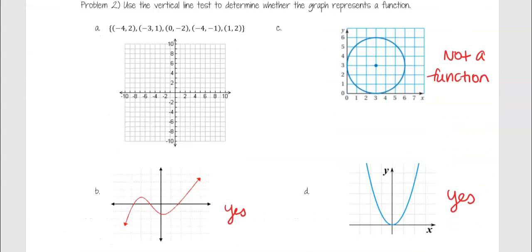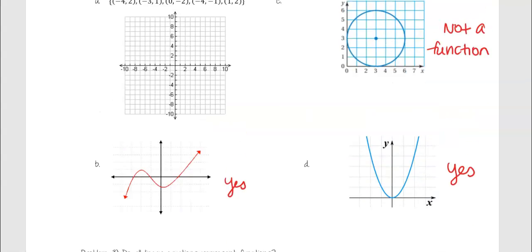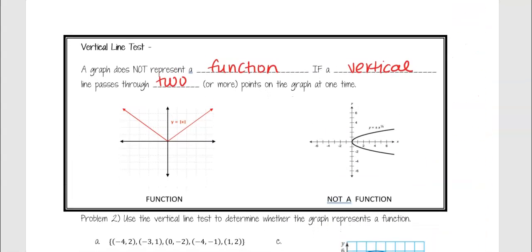So then we have something called the vertical line test. The vertical line test is a way for us to look at a graph and figure out if the graph represents a function. And so what we do is, guys, we draw vertical lines. If the vertical line passes through 2 or more points, then it is not a function.